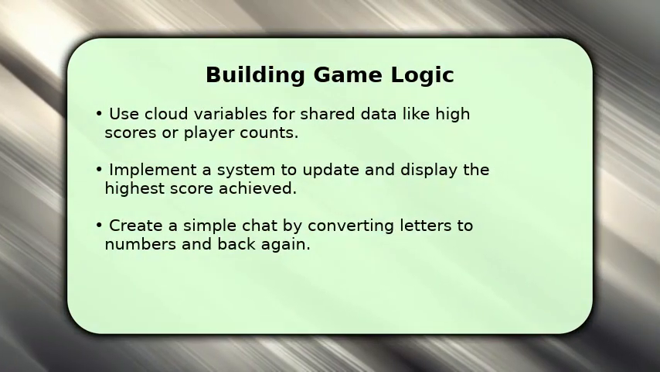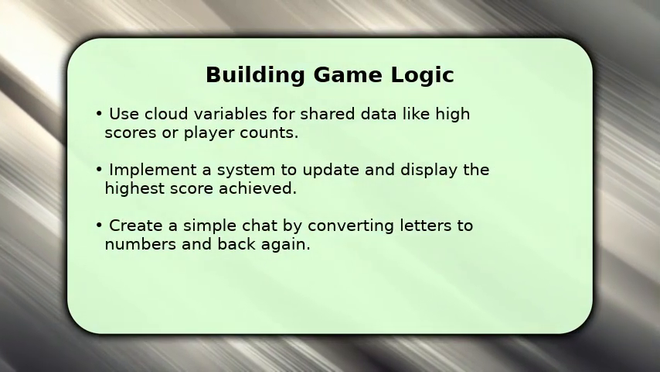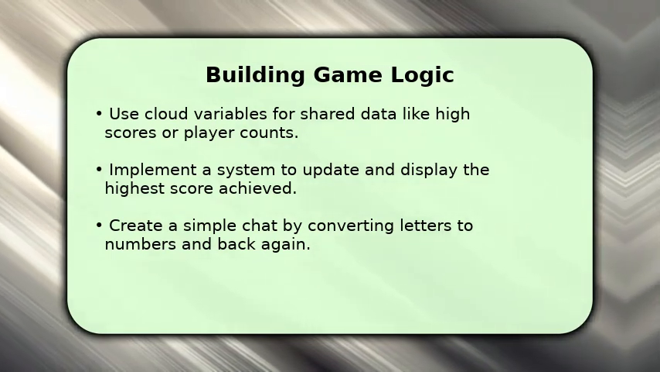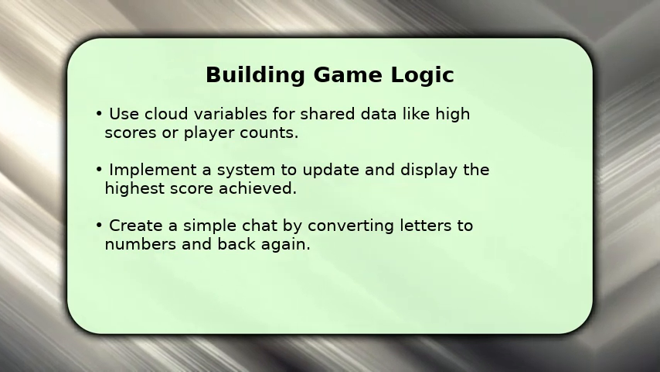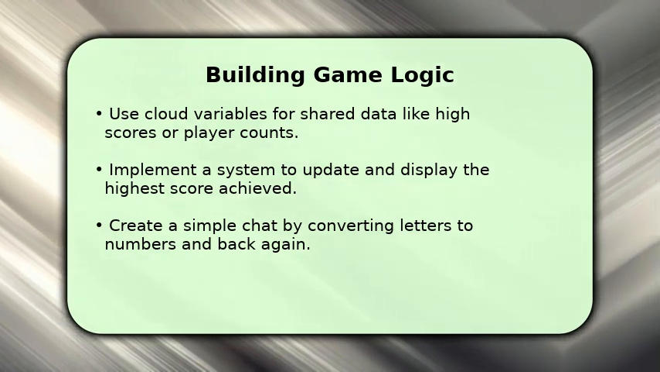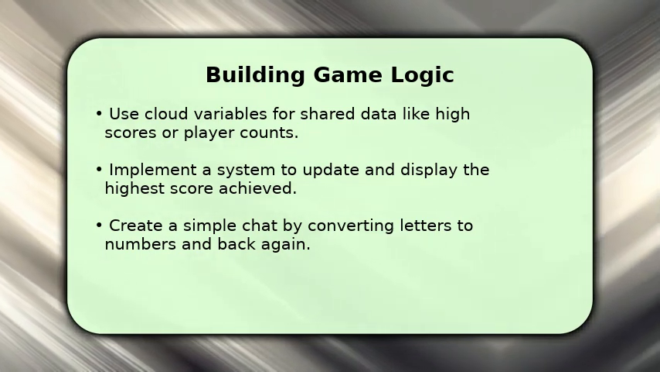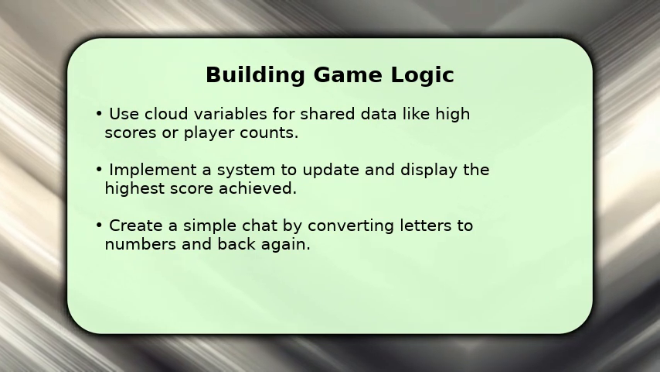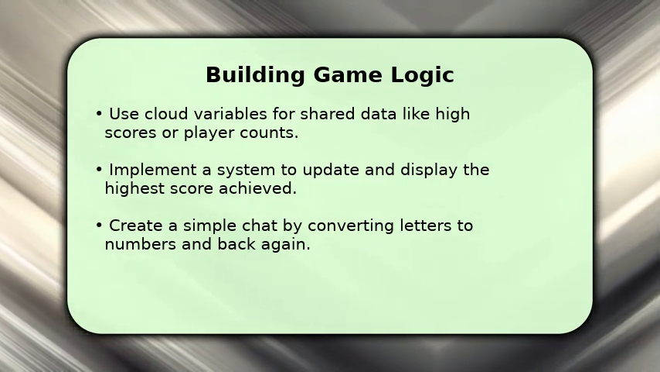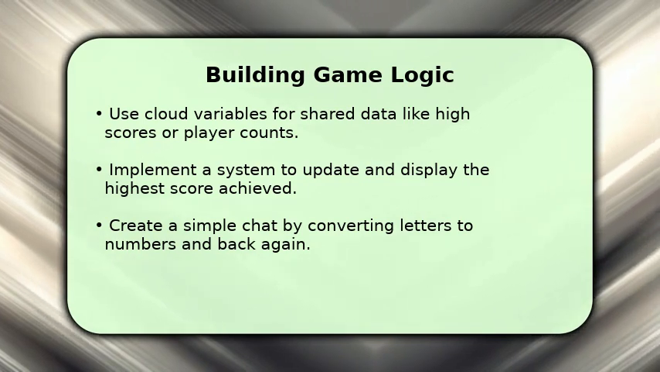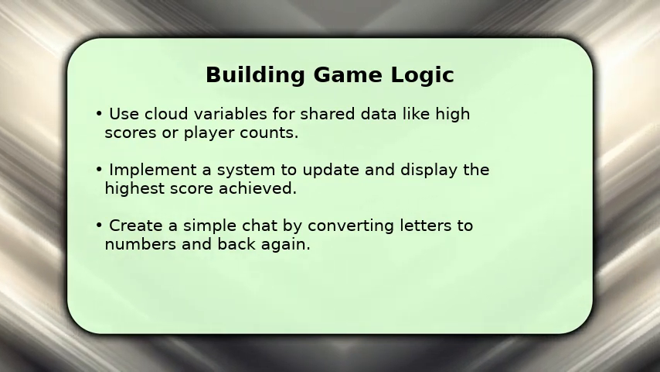Now, let's build some game logic using your new cloud variables. A common use is a global high score system. You can compare a player's score to the current cloud high score and update it if the new score is greater. Another idea is a simple player counter, showing how many people are currently playing. For more advanced features, like a basic chat, you would need to devise a system to convert text into numerical codes and then back again.